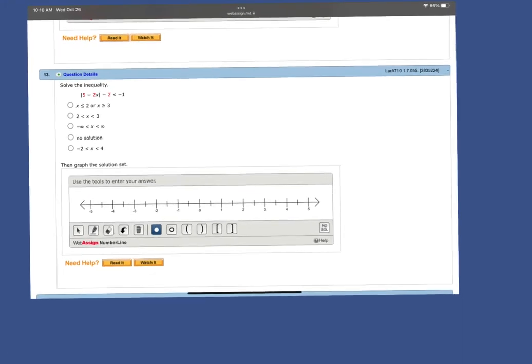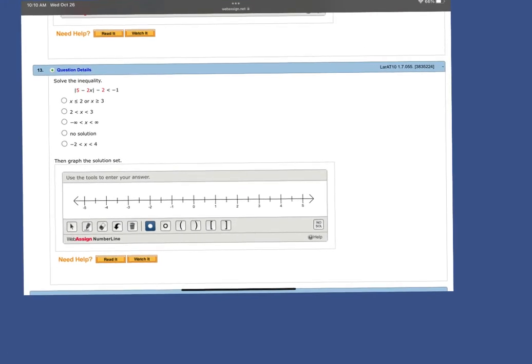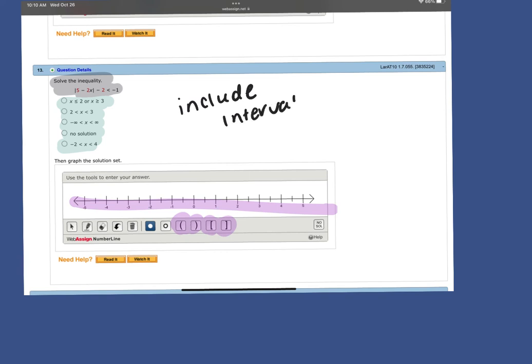Most of the questions on tonight's assignment will look something like this, where you get your inequality and then you have to solve it. The inequality answer is going to be multiple choice, and then it's going to ask you to graph it on your number line. Please be careful. Make sure you're picking the parentheses or the brackets instead of the open dot and closed dot. Even though it doesn't ask for it, make sure you include the interval notation in your work.